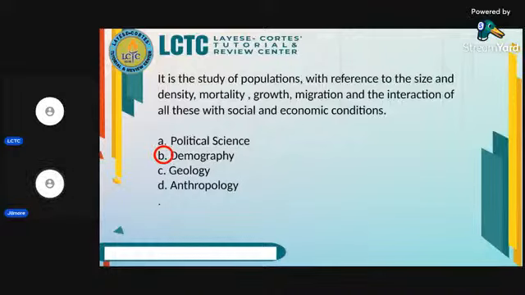It is the study of populations with reference to the size and density, mortality, growth, migration, and the interaction of social and economic conditions: demography. Who coined the term demography? Akil Gillard. To the 25 viewers, take note that Akil Gillard coined the term demography. Demography, study of population, size, density, mortality, growth, migration. Who coined the term demography? Akil Gillard.